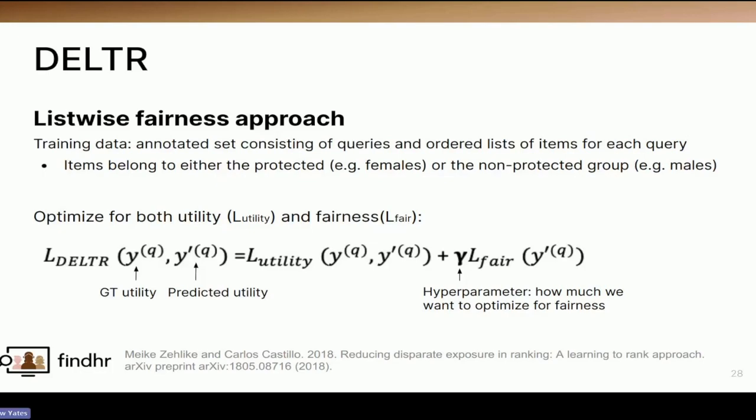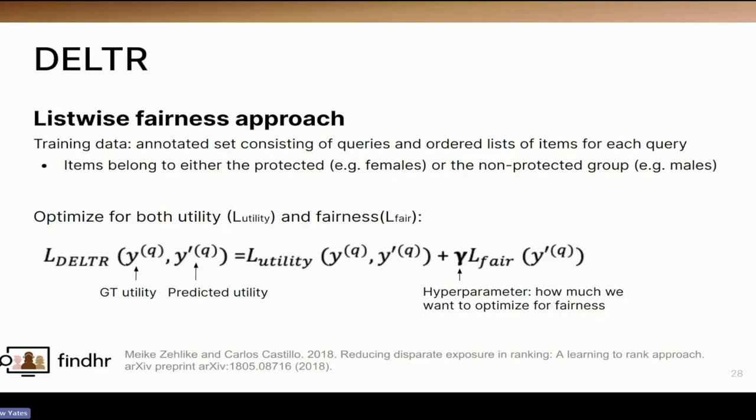So the training data here is offline training data. This is a set consisting of queries and then ordered items for each query. Items belong to either a protected group, for example, females, or a non-protected group, for example, males. And we're modifying the loss function used in this offline learning to rank approach to balance both utility and fairness.